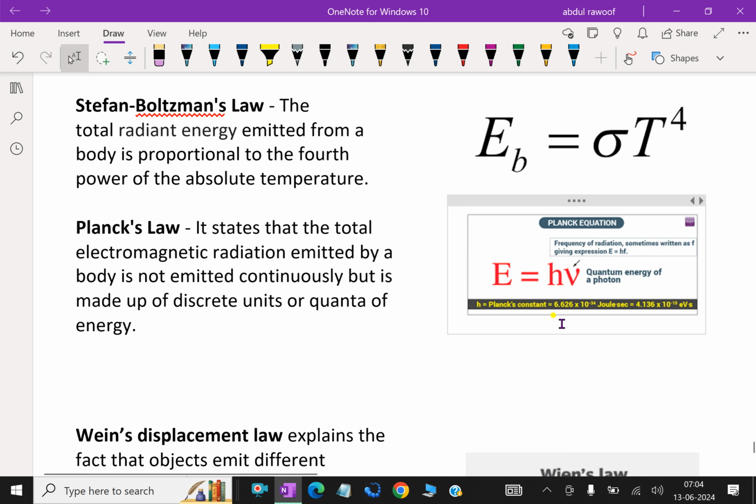Here Planck's constant is given in joule seconds, and with electron volts also.